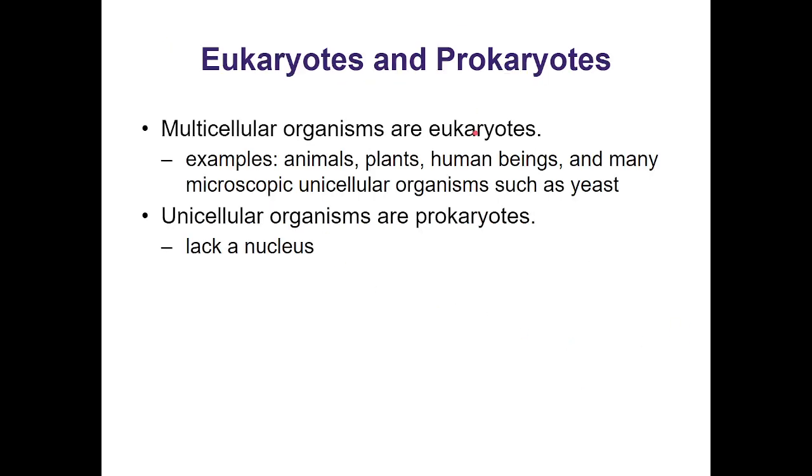So again, the multicellular organisms, these are eukaryotes. Some of the examples of these are animals, plants, human beings. Many macroscopic unicellular organisms, such as yeast, are also. Unicellular organisms are prokaryotes. And the big difference between these, probably the most prevalent difference, is that prokaryotes lack a nucleus, right? Okay, and you guys have all probably talked about this in more detail in other classes, okay? So we pretty heavily are going to draw from things like that.